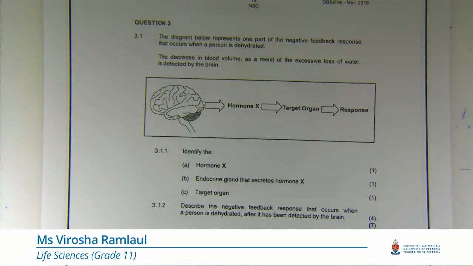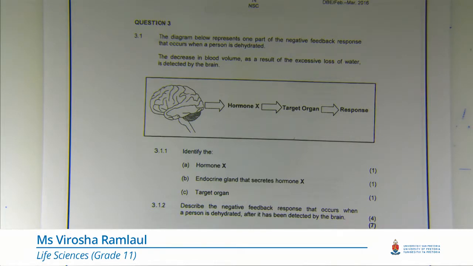Ma'am, isn't B the hypothalamus? Where are you looking at B? This one, ma'am. Yes, they're asking the endocrine gland that secretes, the pituitary gland. Hypothalamus produces. Pituitary gland secretes. And the target organ is the kidney. Target organ, kidney.